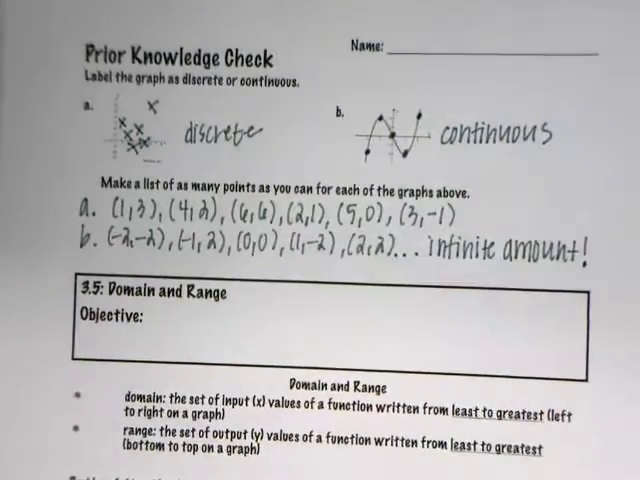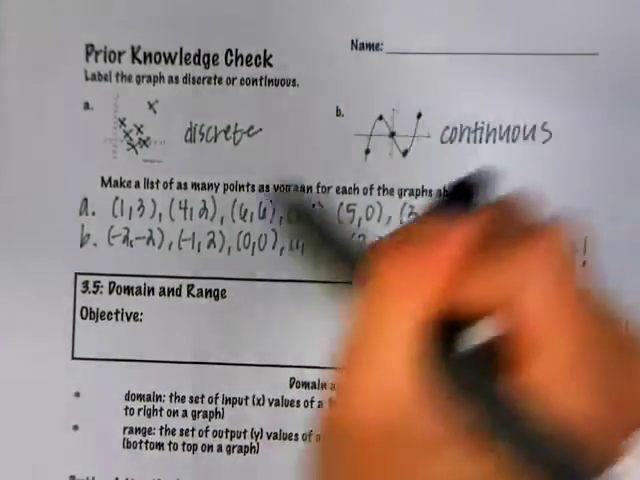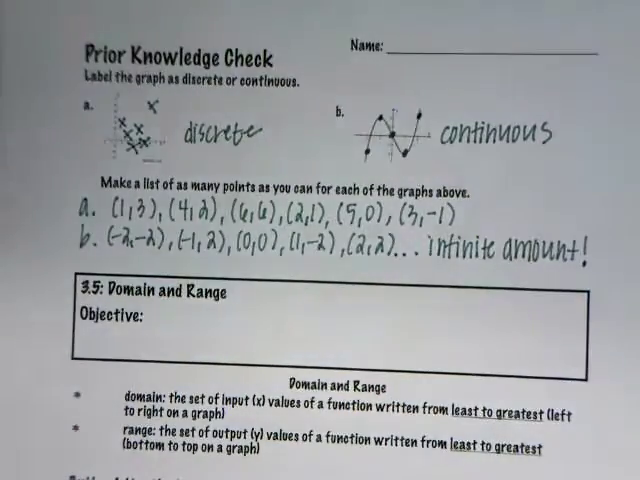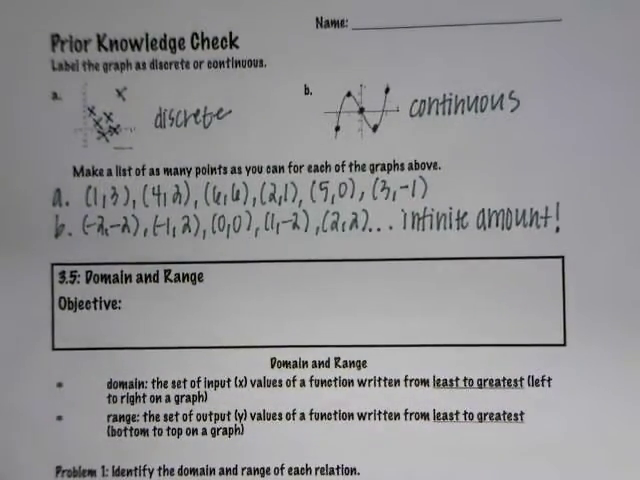So B is going to have an infinite amount of points because this entire line is covered with points at every single point. All the fractions, all the decimals, everything. So there's an infinite number of points on that line. If I asked you to list all of them out, it would be impossible, right? So keep that in mind as we're going through this today.